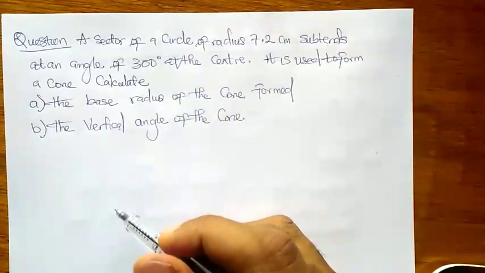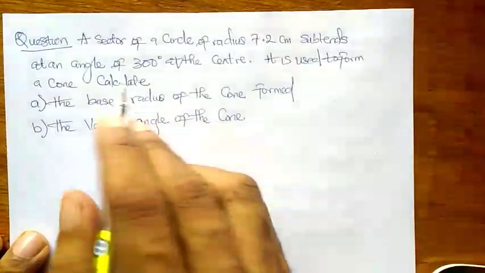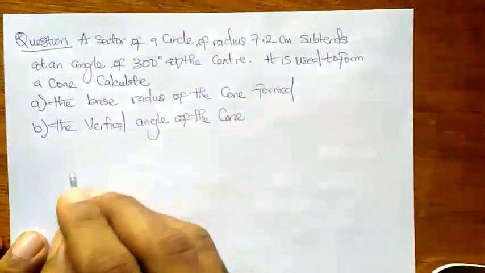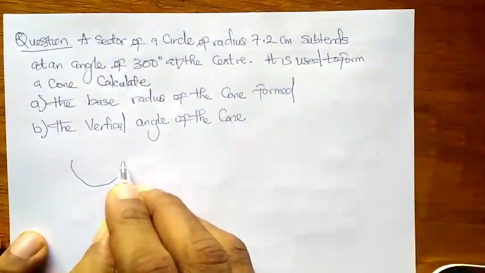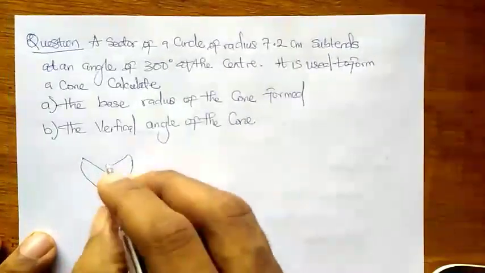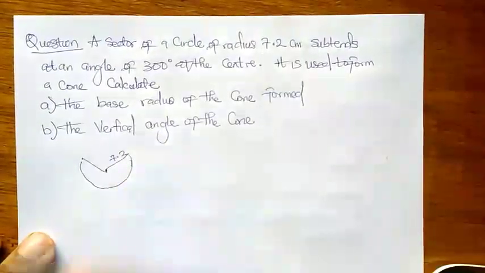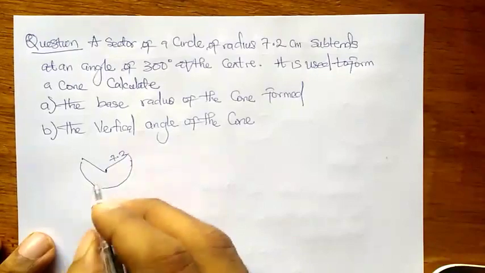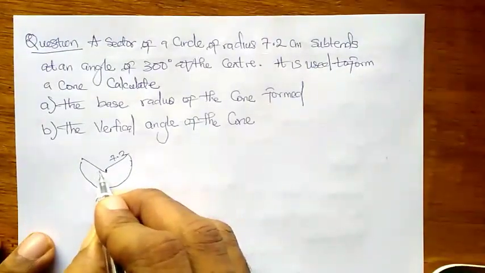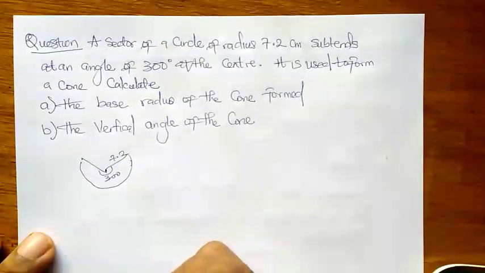Now we are going to see a question where a sector of a circle of radius 7.2 cm subtends an angle of 300 degrees at the center and is used to form a cone. We are told to calculate the base radius of the cone formed and the vertical angle of the cone. First of all, we draw our sector showing the radius 7.2 cm and the angle 300 degrees.